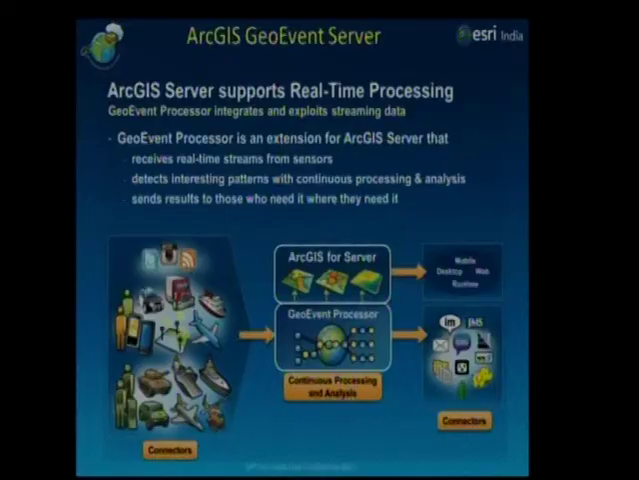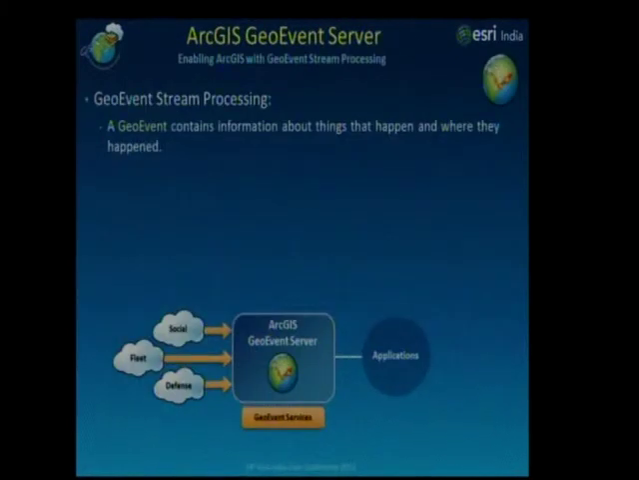So this receives real-time streams of data from various sensors. It's not only one sensor; you can integrate any number of sensors you want, and it can even help you in detecting any interesting patterns you are looking for, because you can add analysis over the incoming stream data. Those results can be sent to your viewer wherein you can see them. So what is this GeoEvent all about? It's simple: it's information about the thing that is happening and where it is happening.